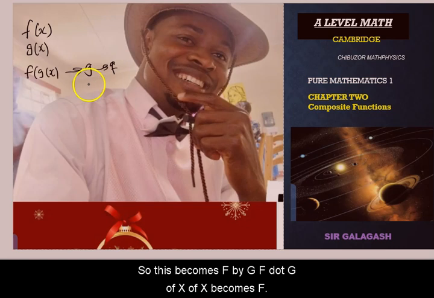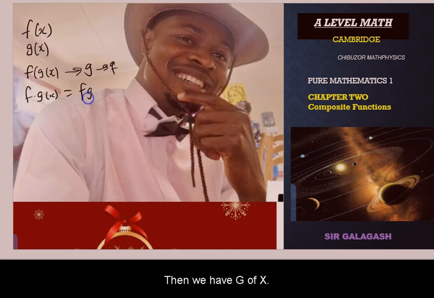So this becomes f dot g of x, which becomes f of g of x. So this is what we call a composite function. Again, f is composed of g of x. So we read it like f is composed of g of x.